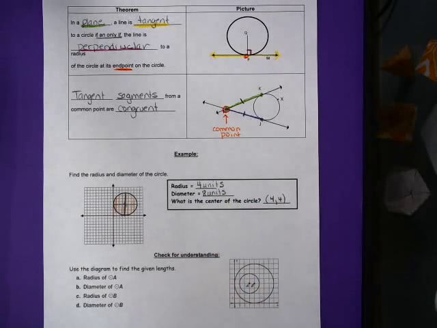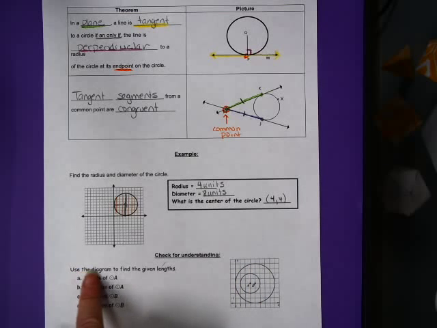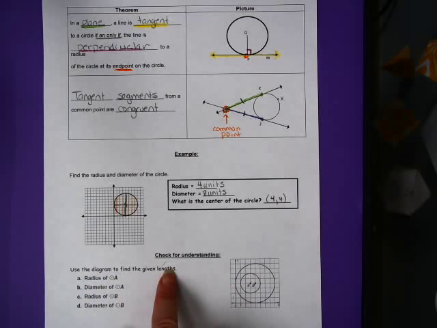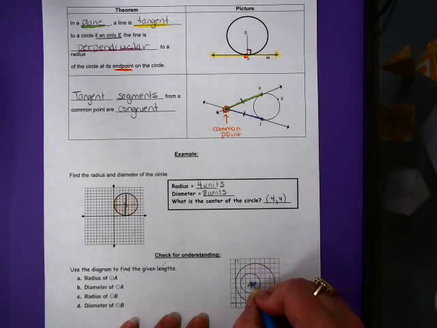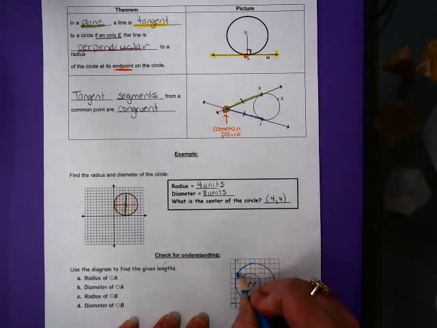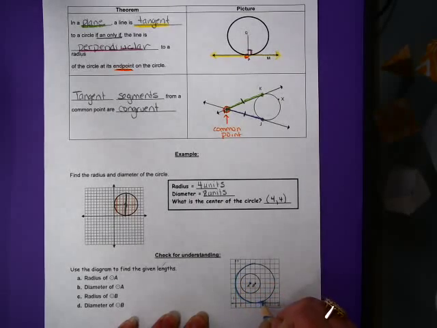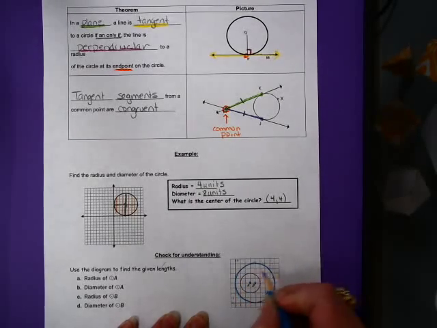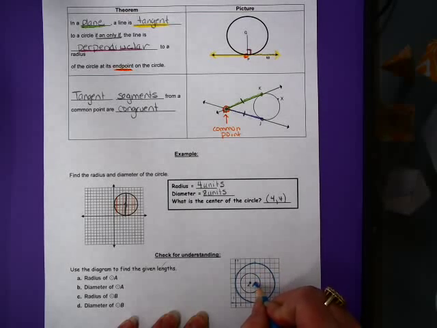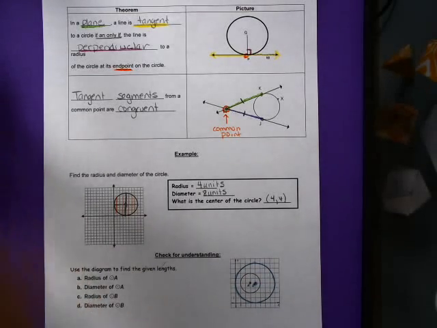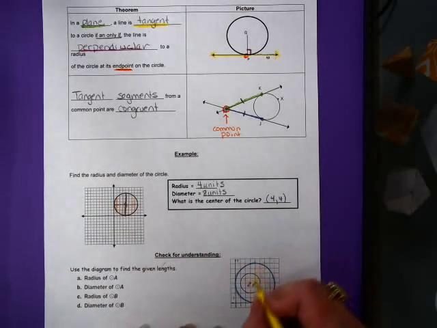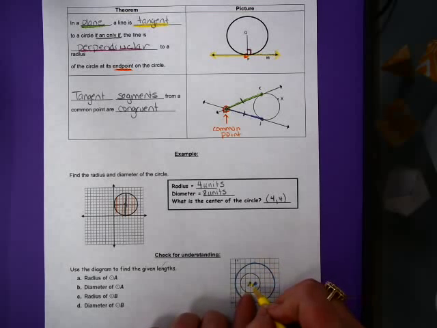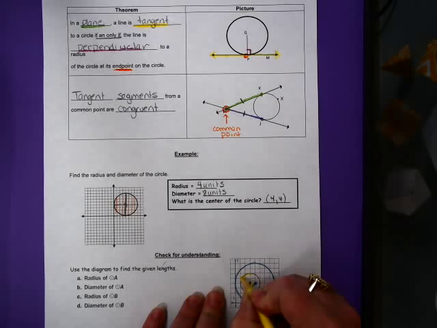All right. Check for understanding. Use a diagram to find the given lengths. You have two circles here. You have circle A in blue, there's the center of the blue one. And then you have this, you had circle B first, that's the blue one. And then this right here, that's the center for this one right here.